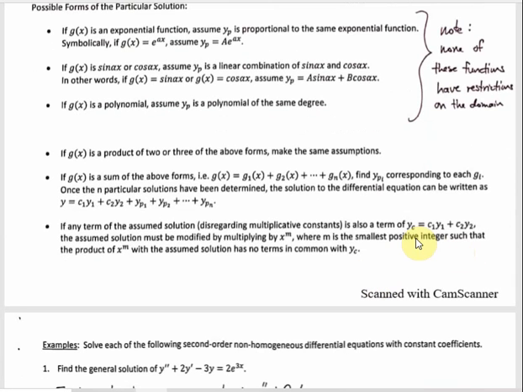Then this last part is like what you do with a repeated root, where if you get a particular solution that already showed up in the complementary solution, you'd have to add in the smallest power of x multiplied by that particular solution to where it's distinct, where it's not part of the complementary solution. So that part works just like the way repeated root works. Okay, now we can actually get to the examples.